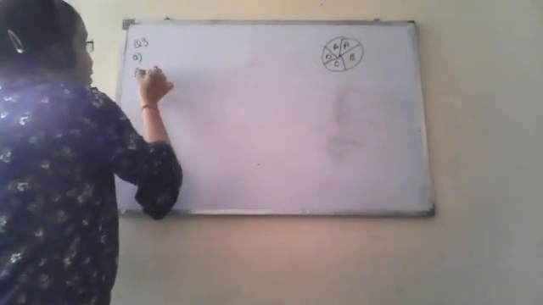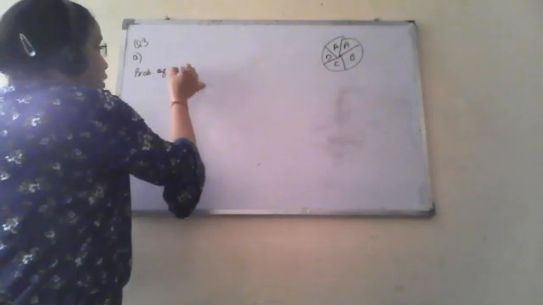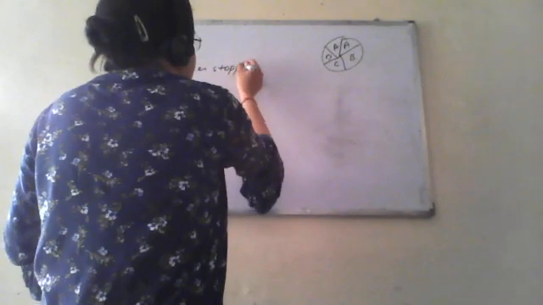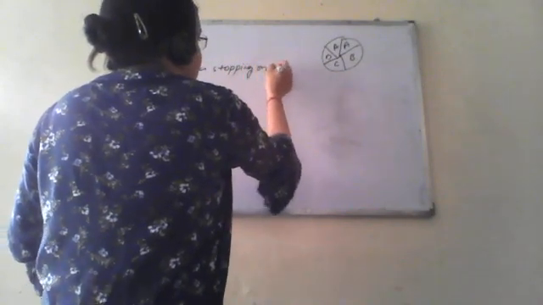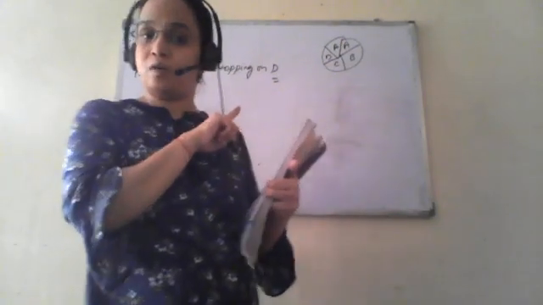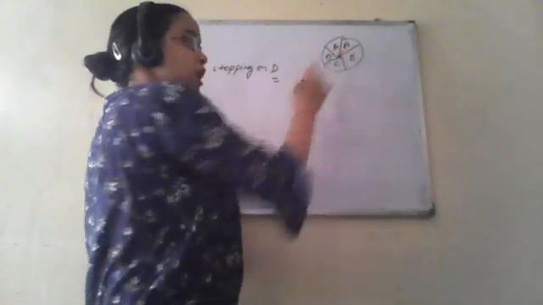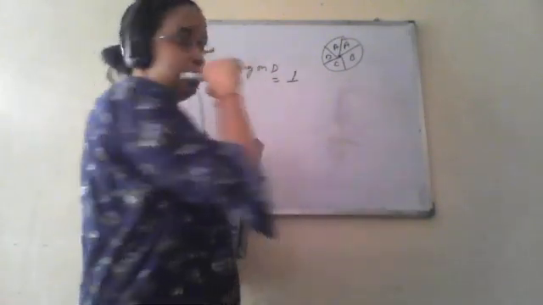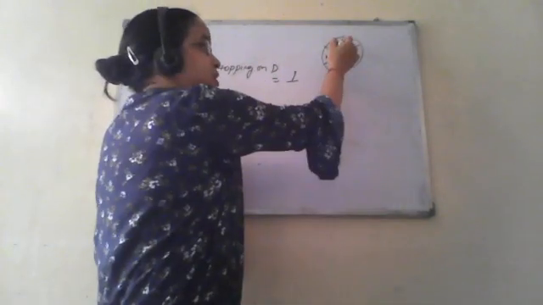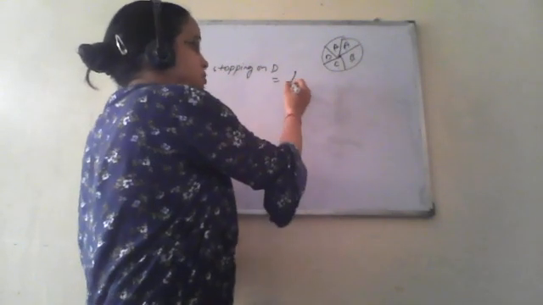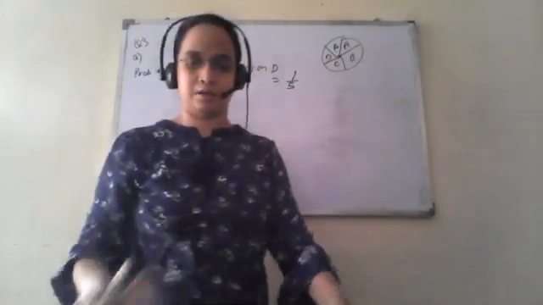So the probability of the pointer stopping on D will be equal to the number of outcomes related to this event. Okay, so there is only one possible outcome so that the pointer may stop on D, that is 1, and the total number of outcomes will be either this A, this A, this A, B, this C or this C. So the total number of outcomes is 5. Clear?